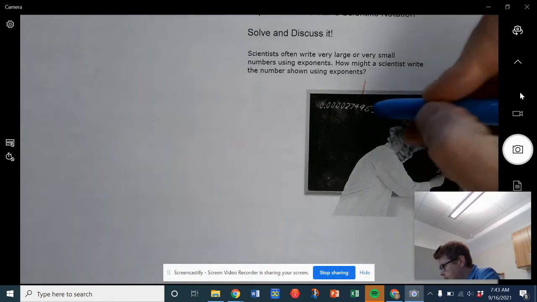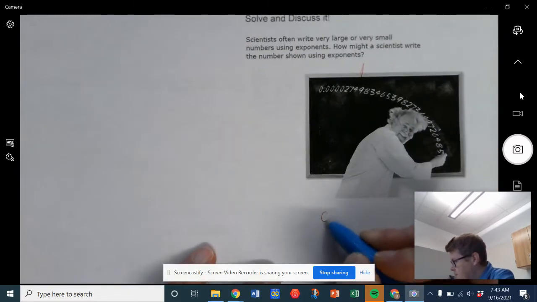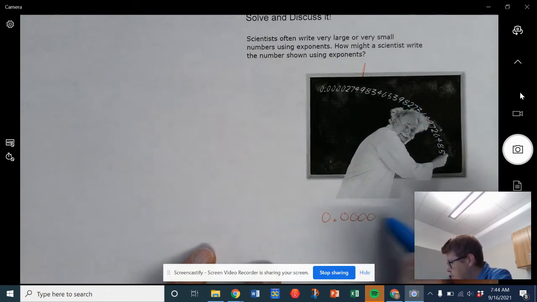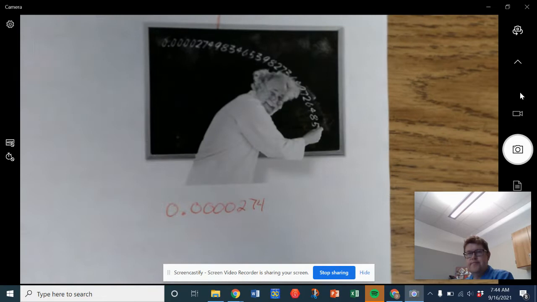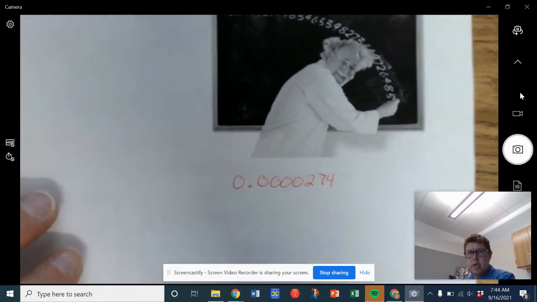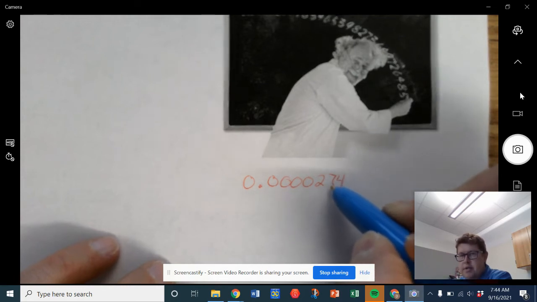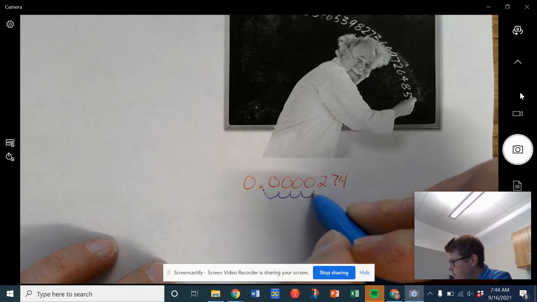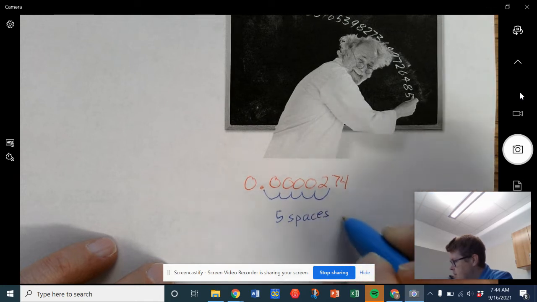If you can see that 274, right? So what we're going to do is move the decimal. Let me write it out here so it's easier to see. 4 zeros, 2, 3, 4, and then 274. The idea here is you move the decimal point basically right after the first non-zero digit. This 2 is the first non-zero digit. So we go 1, 2, 3, 4, 5. So we moved it 5 spaces to the right.